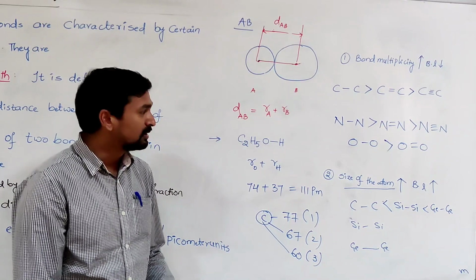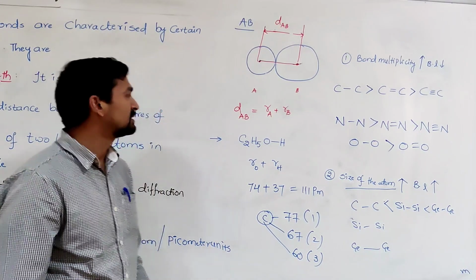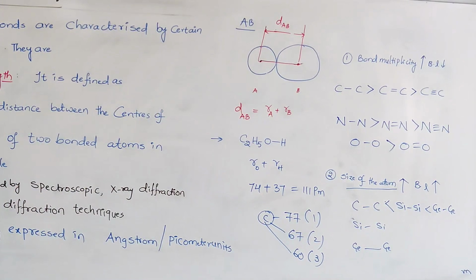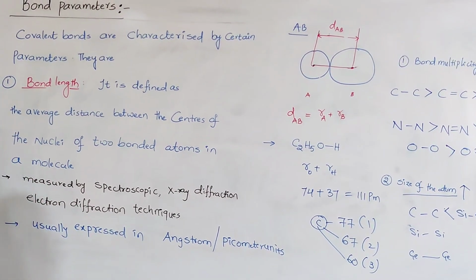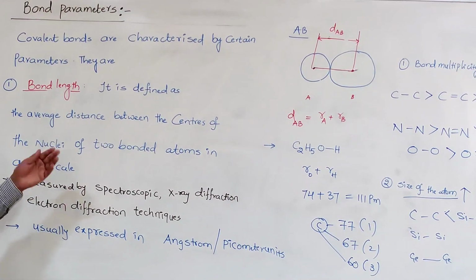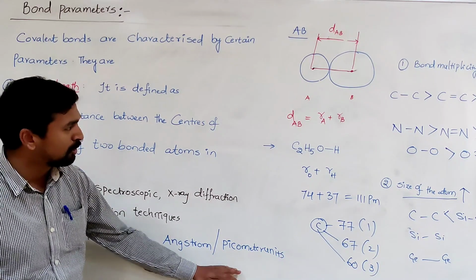So these are the two factors which are affecting the bond length. Bond length is simply the average distance between the centers of the nuclei of two bonded atoms in a molecule. What are the units for the bond length? Generally it is expressed in angstroms or picometers.